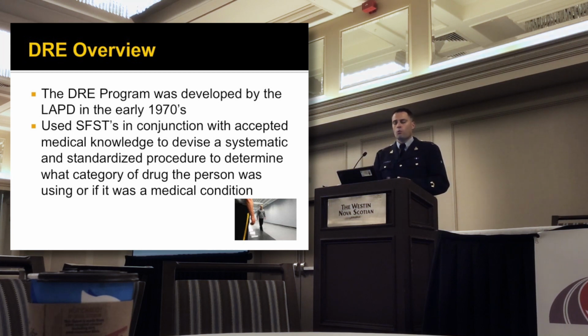So the officers of the day, working with accepted medical knowledge, devised a systematic and standardized procedure to determine what category or what categories of drugs the person was impaired by, or if that impairment was caused by a medical condition. You notice I say category or categories. When officers are able to detect if someone is impaired by a drug, we simply determine the category of drugs they're impaired by. I can't come up to someone and say, you are impaired by the law. I would use an overarching category.